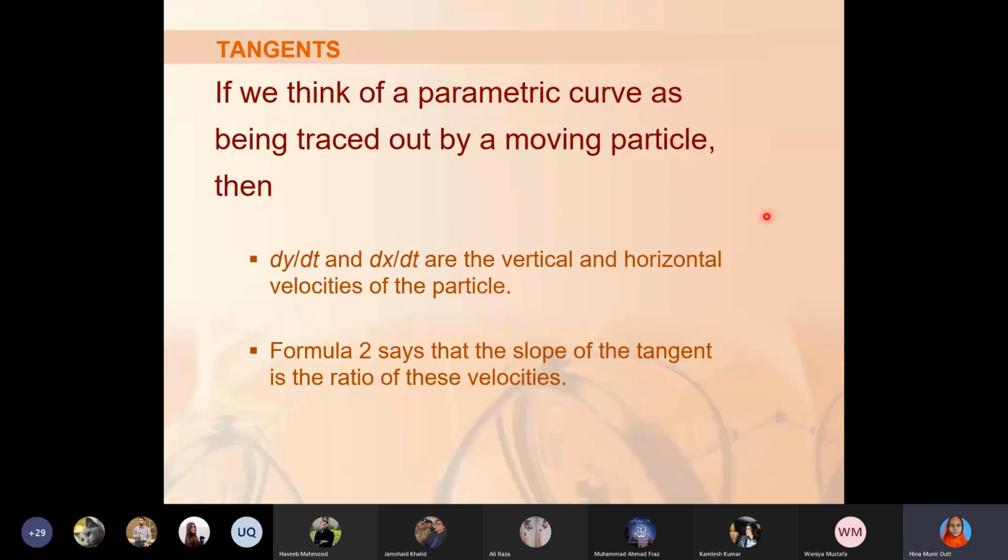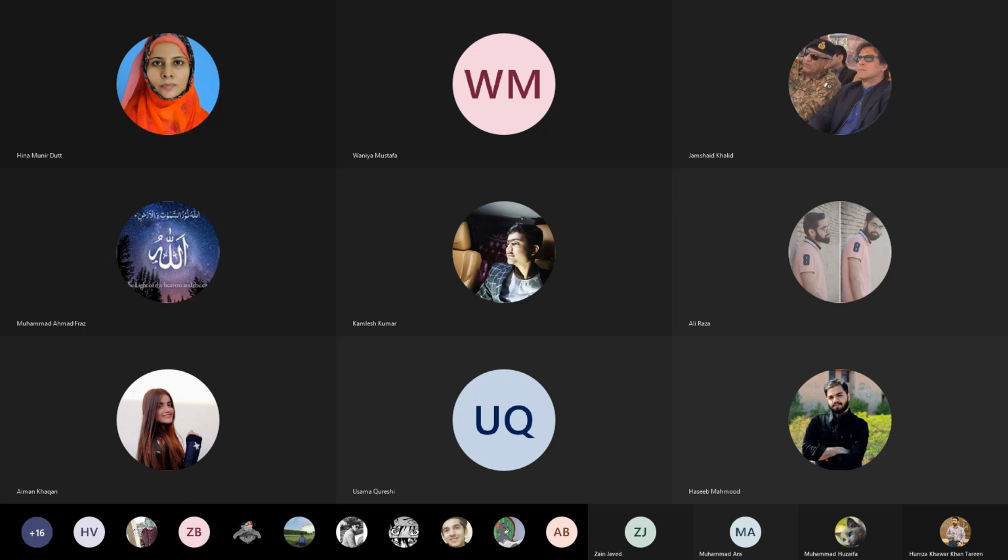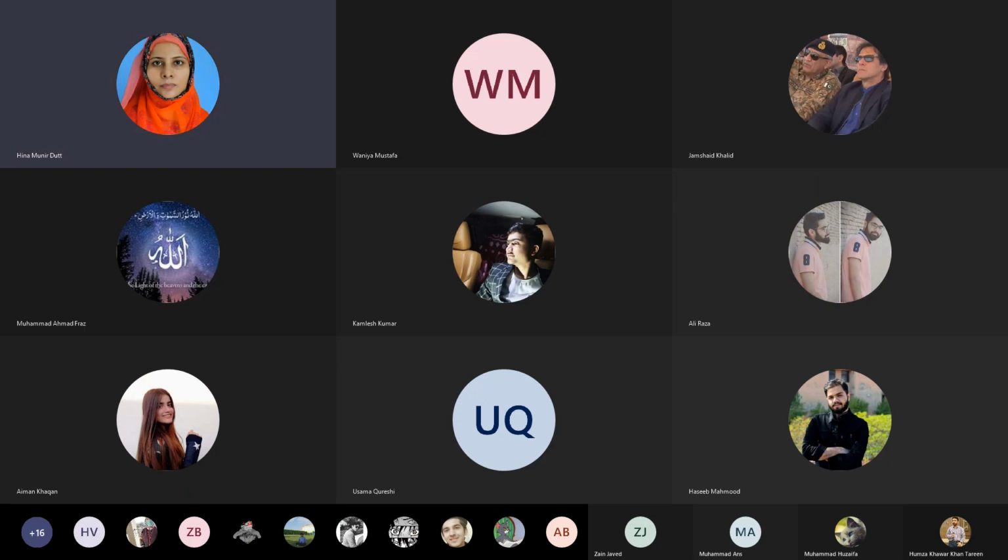If we think of a parametric curve as being traced out by a moving particle, then dy/dt and dx/dt are the vertical and horizontal velocities of the particle. And formula 2 shows that the slope of the tangent is the ratio of these velocities. So when will a curve have a horizontal tangent and a vertical tangent?